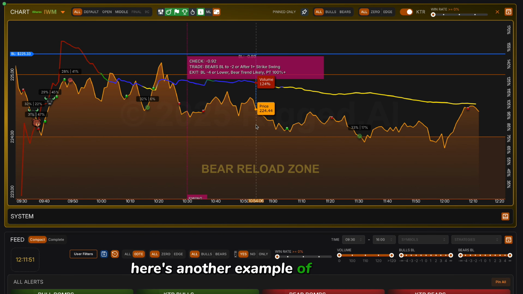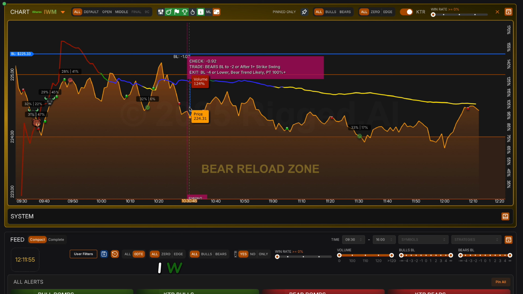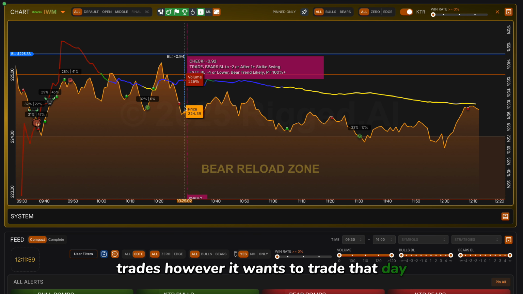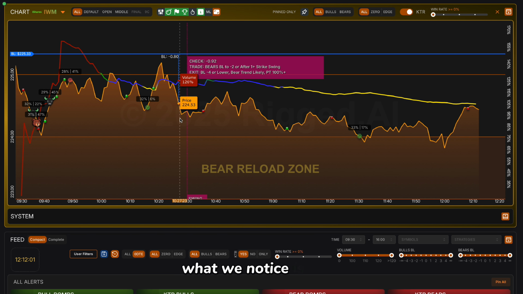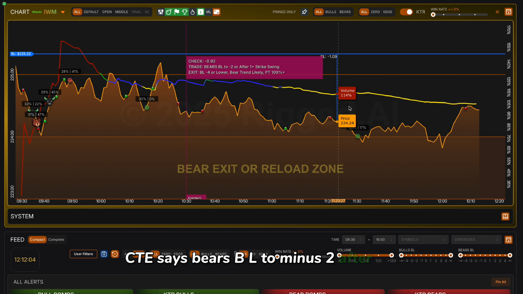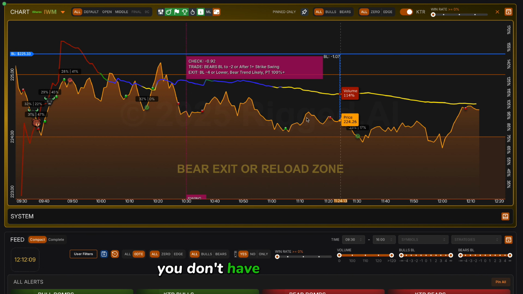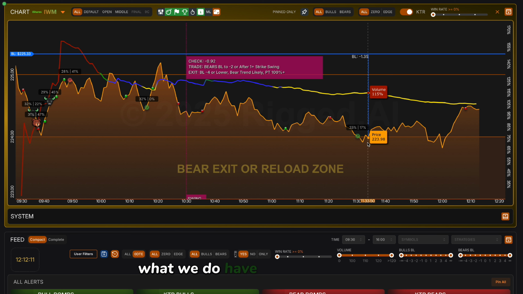Here's another example of a live trade happening right now in IWM. IWM is kind of its own beast, trades however it wants to trade that day. What we notice is, okay, CTE says bears BL to -2 after a 1+ strike swing. You don't have any more bears coming in, you don't have any more bulls. What we do have happen is KTR hit.